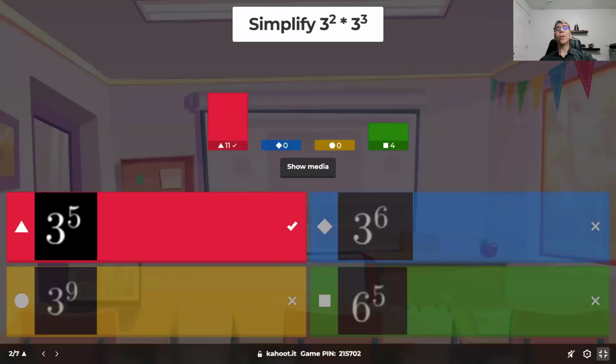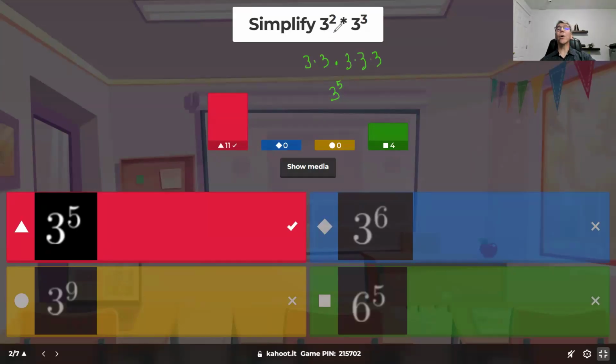Okay, and so 3 squared is 3 times 3. And 3 cubed is 3 times 3 times 3. And then I have a times here in between. So I end up with 3 five times. Okay, so that is where we have 3 to the fifth power.